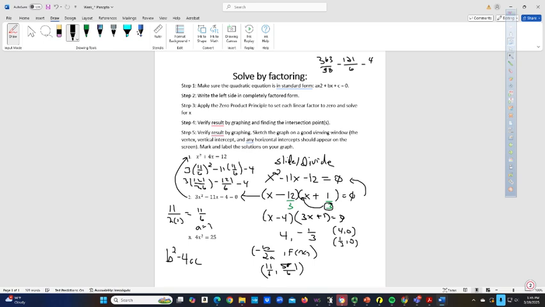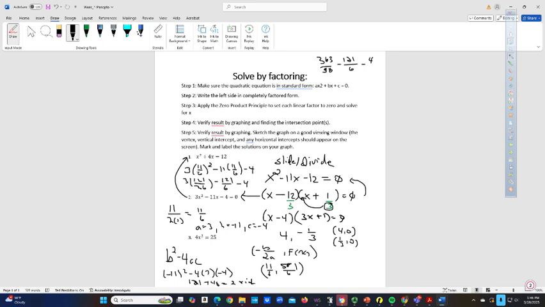So our a equals 3, our b equals negative 11, and our c equals negative 4, right? So b squared, so negative 11 squared minus 4 times a times c. So we're going to get 121. Negative 4 times a negative 4 is a positive. So this is going to be bigger than 0, right? Therefore, we're going to have 2 x-intercepts, which we've already found to be (4, 0) and (1/3, 0).